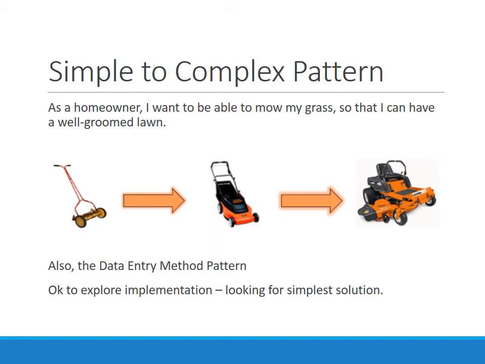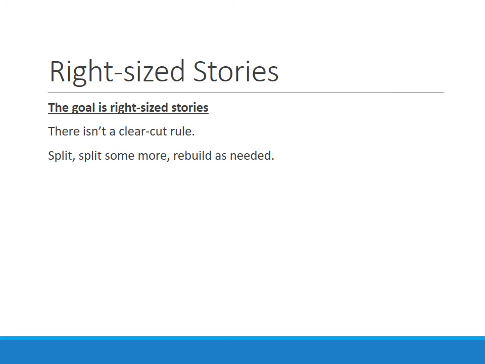And the data entry method pattern also is a similar way, where we're looking at the implementation of it, where it's okay in these patterns to start to look at how we would implement something, because we're looking for the simplest solutions. When it's all said and done, the goal is to right-size your stories. And there's no clear-cut rule on when you split, when you don't split. So experiment, split your stories out, see if it makes sense, split them some more, rebuild them back up if you need to. A right-sized story meets the INVEST model, right?